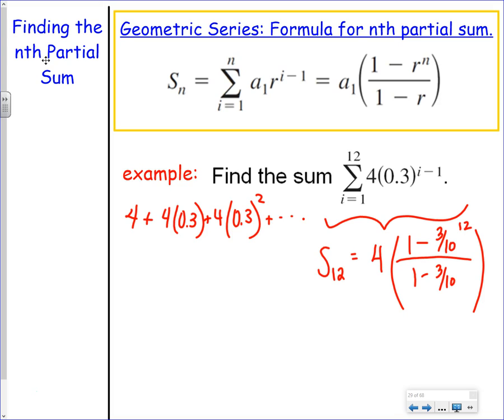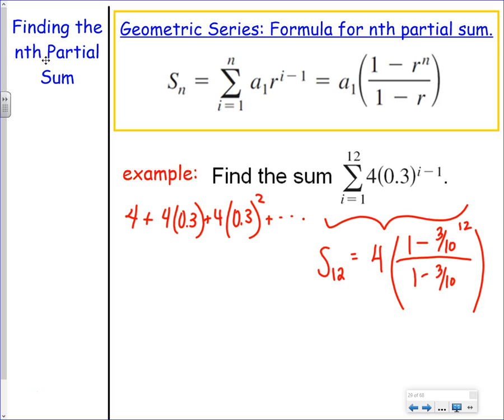You could have used like alpha I, but what else could you have used in its place? X. X would have been easier to push the button for. But how did I plug into this one? What did I see when I was comparing this expression with this expression? Who was my A1? 4. Who was my R? 0.3 or 3/10.